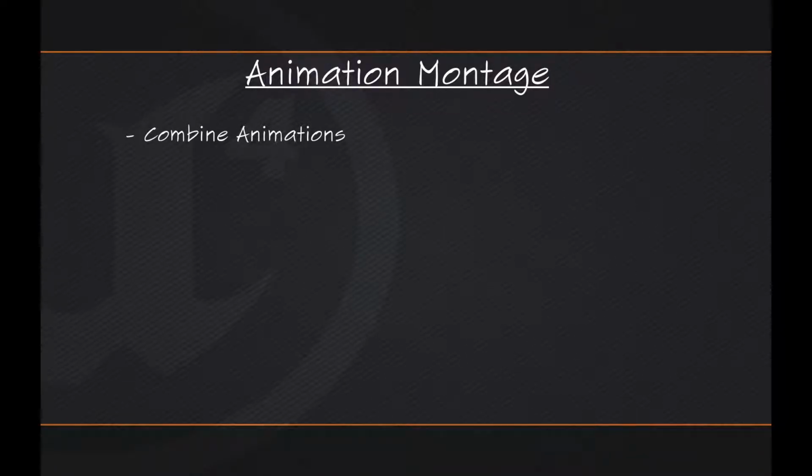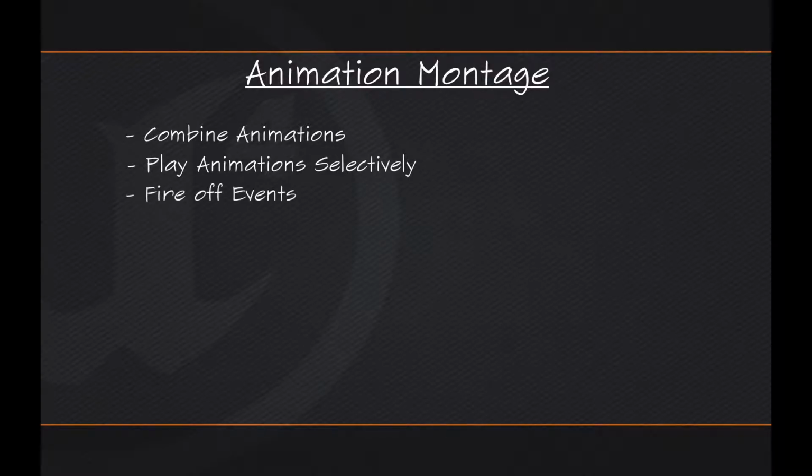But you can then section off those animations within the montage and then play animations selectively from that montage. You can also do things like fire off events. You can essentially use montages as a way to take an entire group of related animations and make them into a single unit. And then within that unit, you can choose exactly what's happening at a given time. Now, probably the best usage case for an animation montage would be for special animations, one-off things.